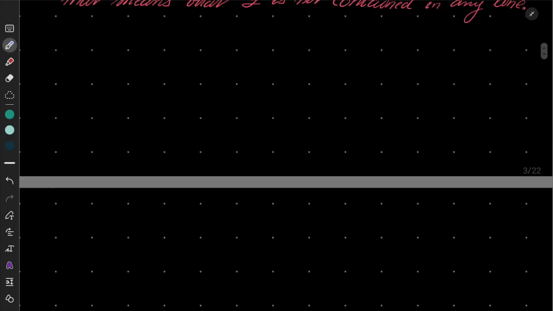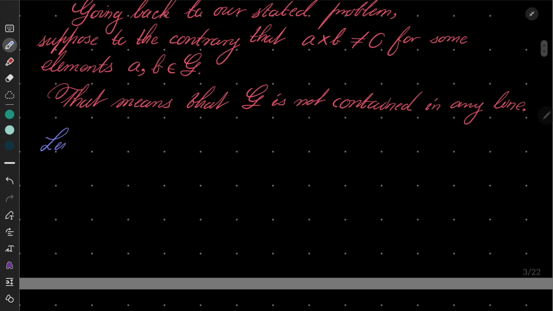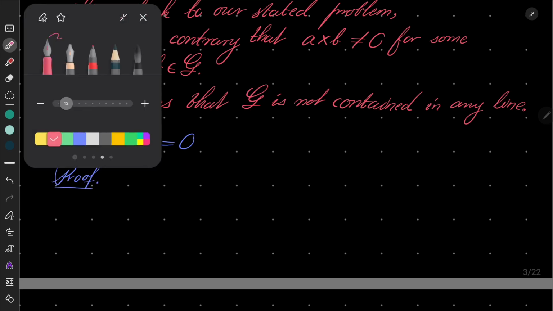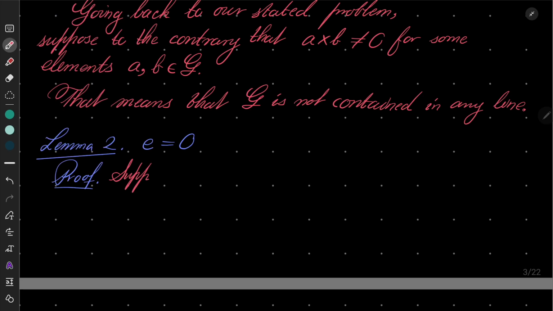Very well. My second lemma says that the neutral element of my group is just the 0 vector. Proof. Again, I will prove it supposing to the contrary, let's suppose to the contrary that it's not the case, that E is not 0.